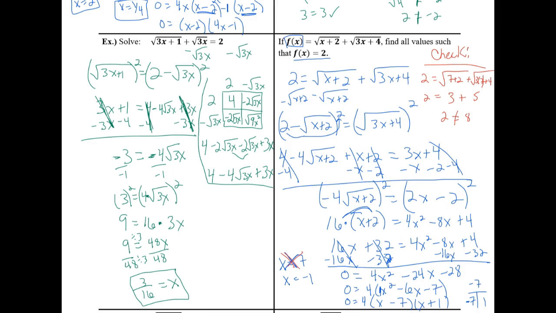Try the next one, negative 1. Plugging in negative 1 for x, x plus 2 would give us 1. The square root of 1 is 1. Second set, 3 times negative 1 would be negative 3. Plus 4 gives us positive 1. The square root of positive 1 is 1. So we had 1 plus 1. We do get 2. So there's our x equals negative 1. It's our only solution.